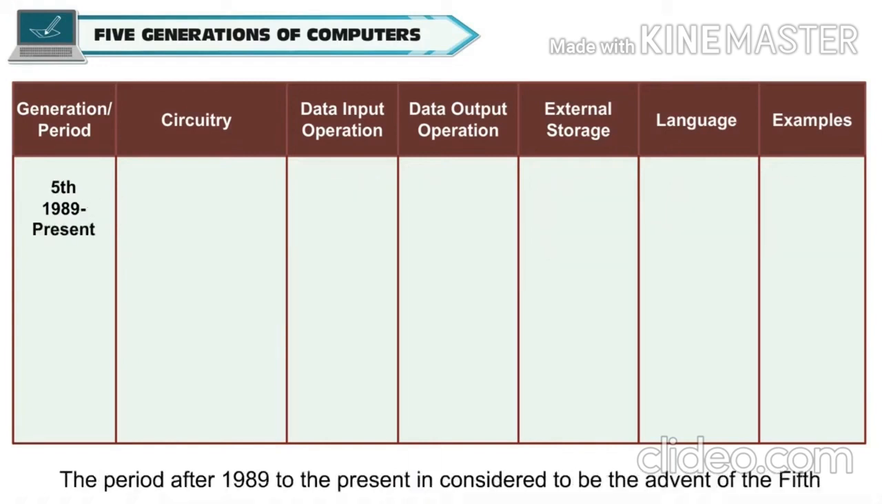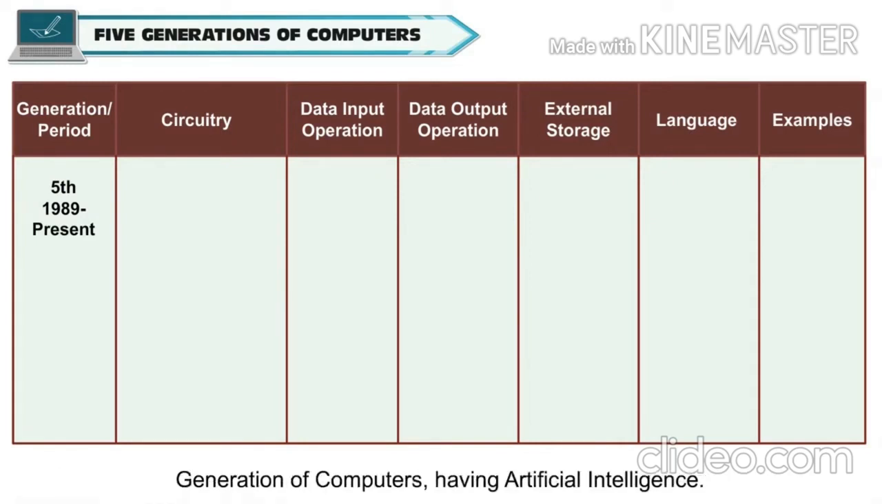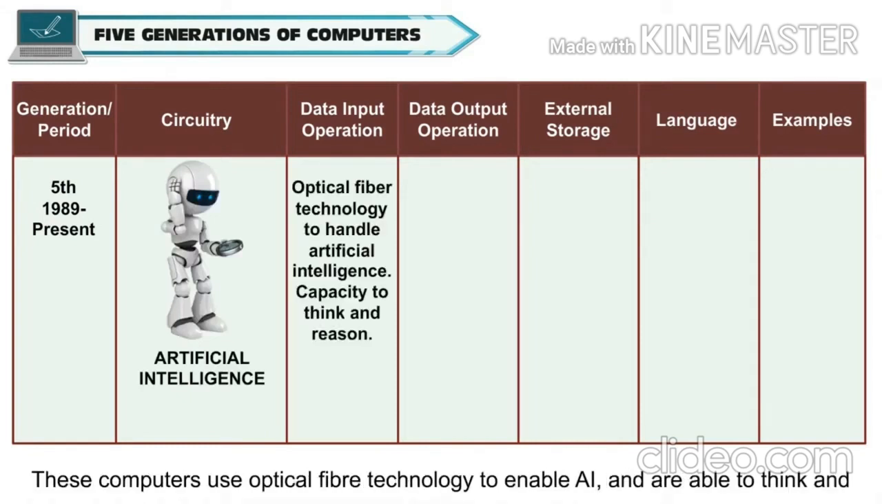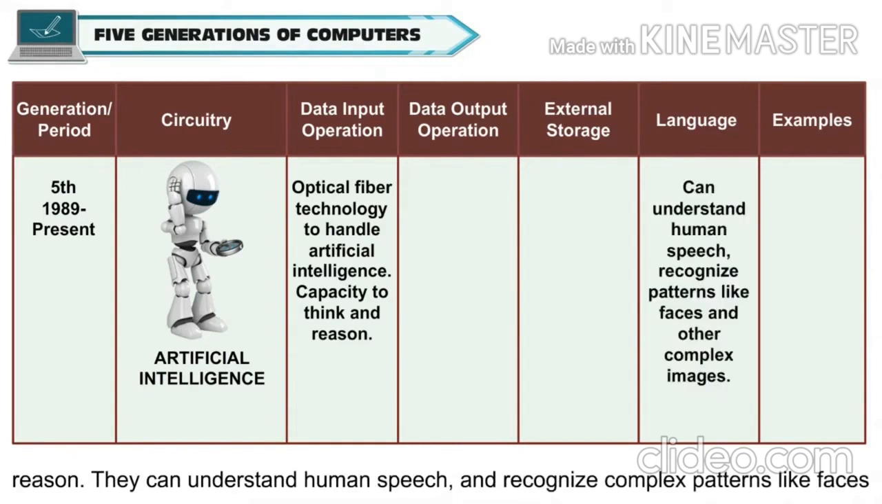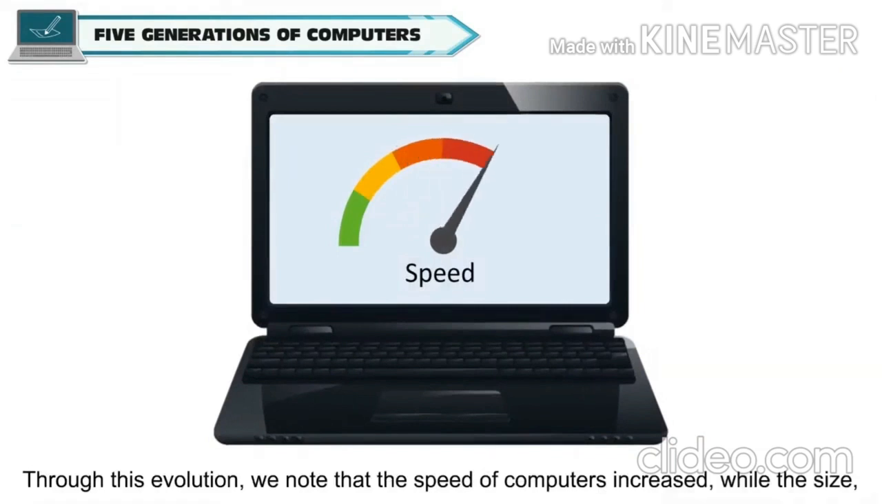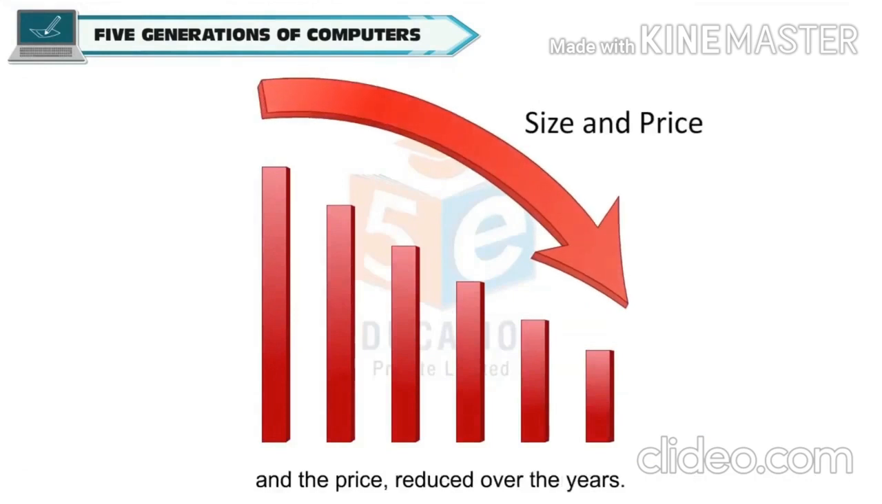The period after 1989 to the present is considered to be the advent of fifth generation of computers having artificial intelligence. These computers use optical fiber technology to enable AI and are able to think and reason. They can understand human speech and recognize complex patterns like faces and images. Through this evolution, we note that the speed of computers increased while the sizes and the price reduced over the years.